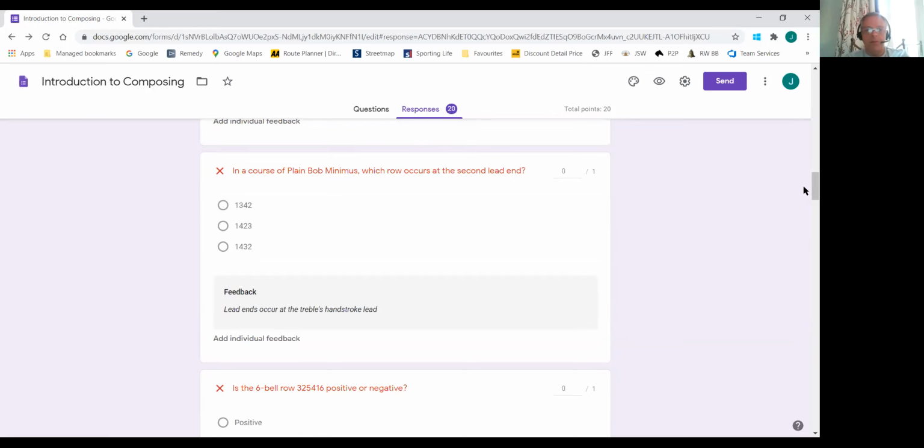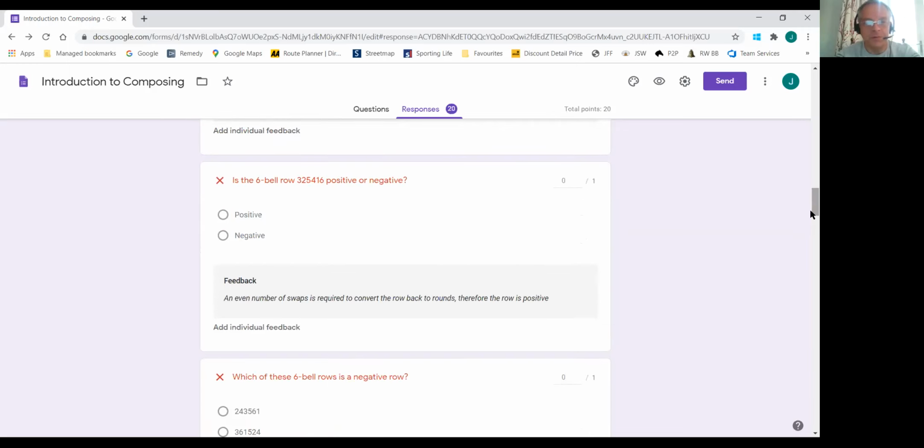Next one, about which row occurs at the second lead end. Lead head has caused a bit of controversy in recent times, but according to the correct technical use in compositional terms, the second lead end row in Bob Minimus is 1432. Remember that the lead end row occurs at the treble's handstroke lead. So the second handstroke lead of the treble is 1432 in Bob Minimus.